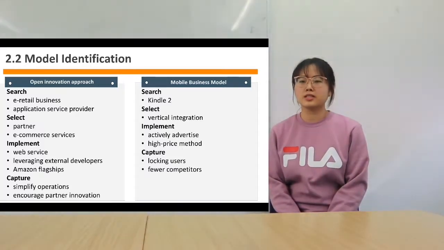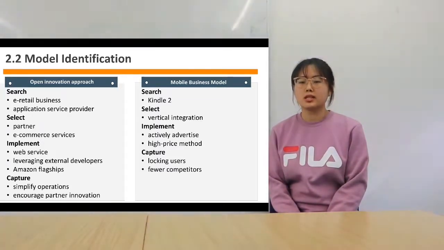During the implement stage, Amazon takes three actions: offering web services, leveraging external developers, and setting up the Amazon flagships. For these three actions, Amazon keeps simplifying users' operations and encourages partner innovation, which brings more benefits for Amazon's continued development. The second approach is the mobile business model.